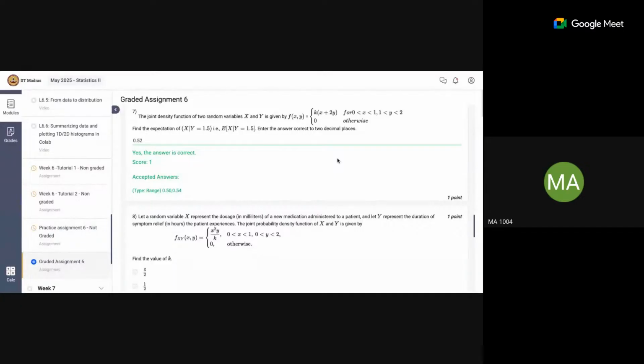Okay, so the joint density function of two random variables x and y is given as this. Find the expectation of the conditional distribution, and the answer corrected to decimal places. Expectation of x given y equals 1.5. Expectation of conditional distribution.